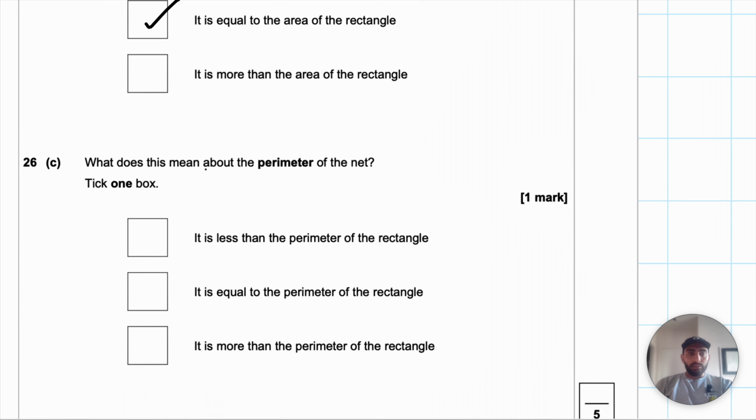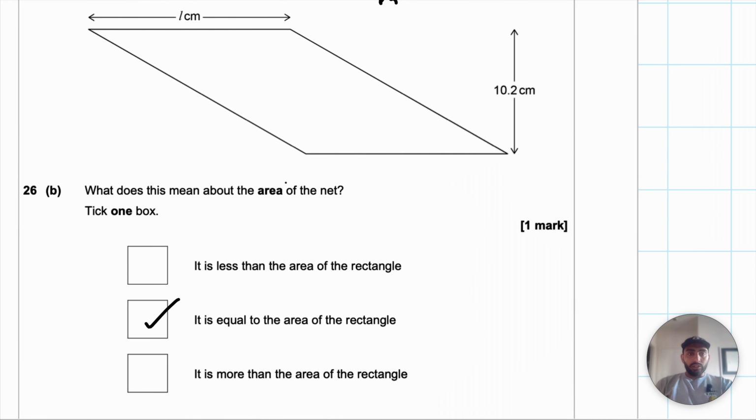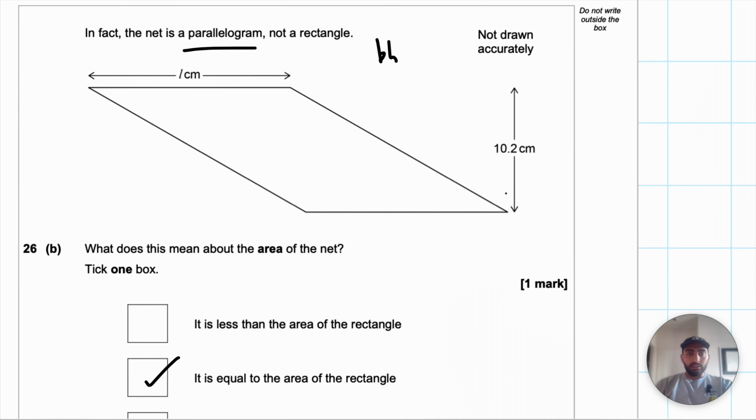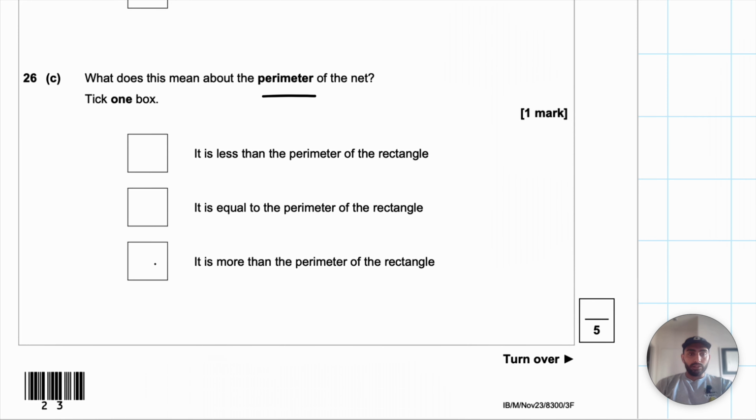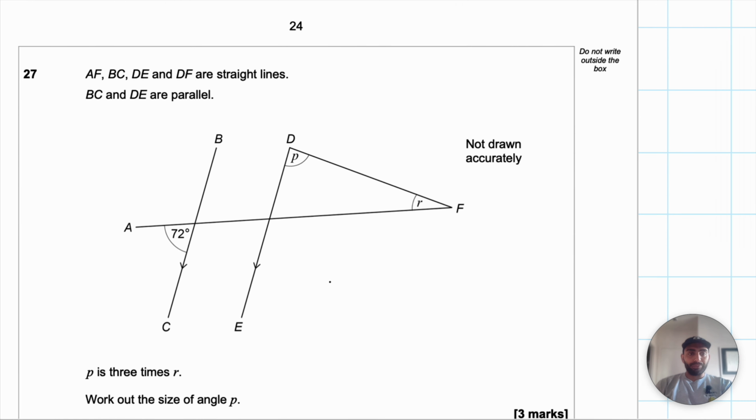Part C, what does this mean about the perimeter of the net? So this is saying, what about the distance around the edge of that net? Will that be different? I know the height is 10.2, but this time I've got a diagonal. One way you could think about it is if I draw a right angle triangle here, this side will be the longest side, so it's going to be longer than 10.2. So that means the perimeter is going to increase. It's going to be more than the perimeter of the rectangle.